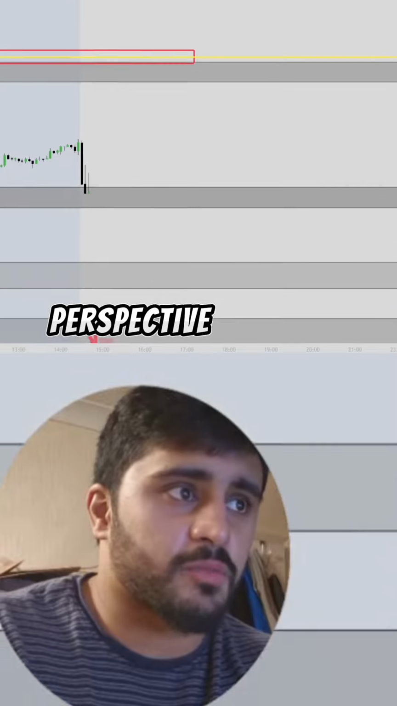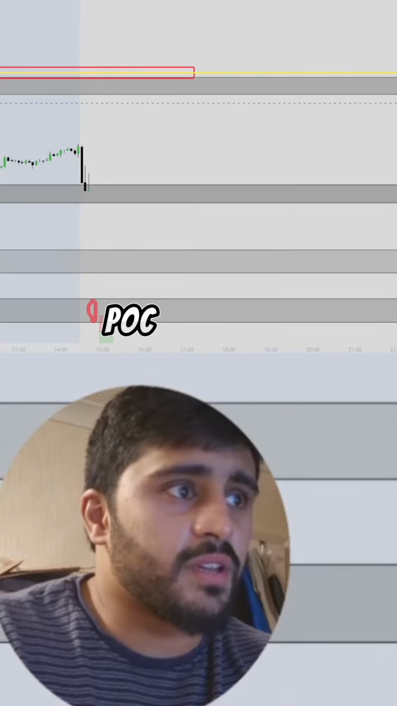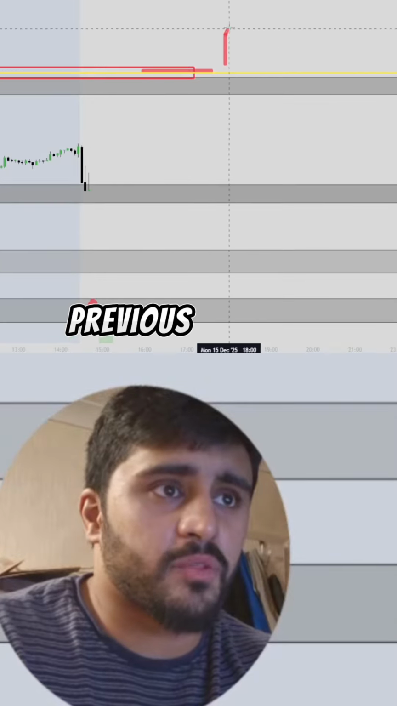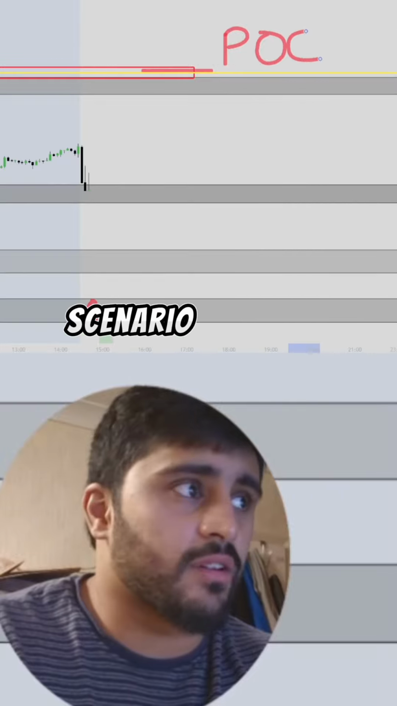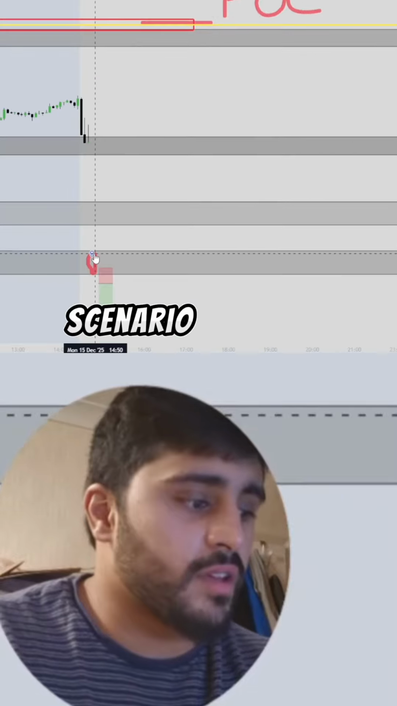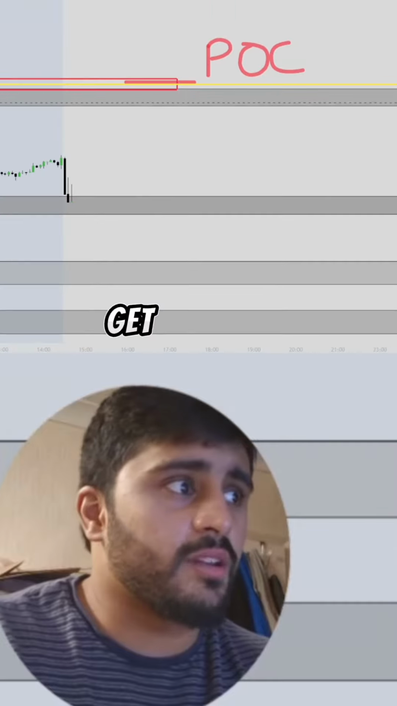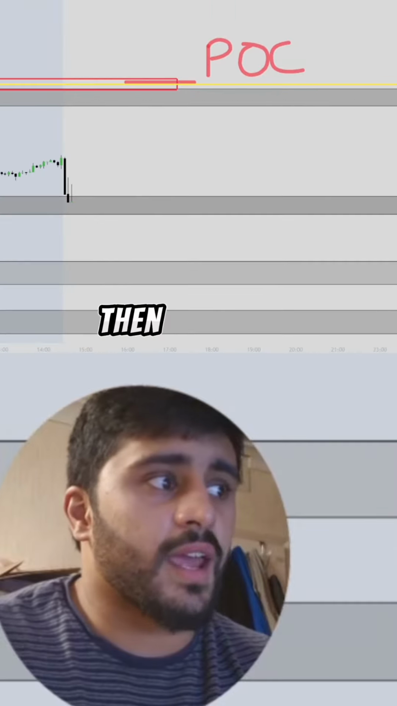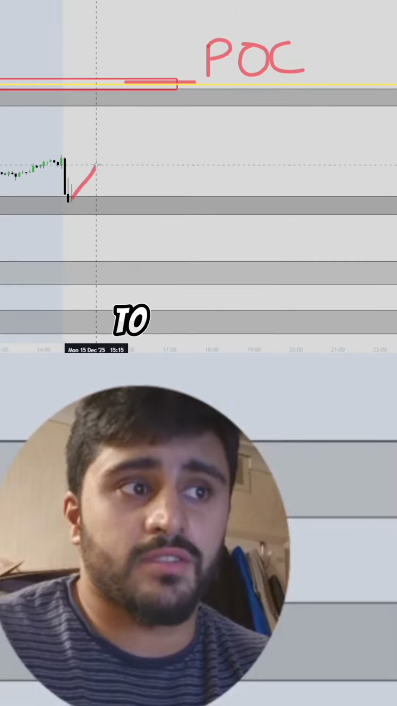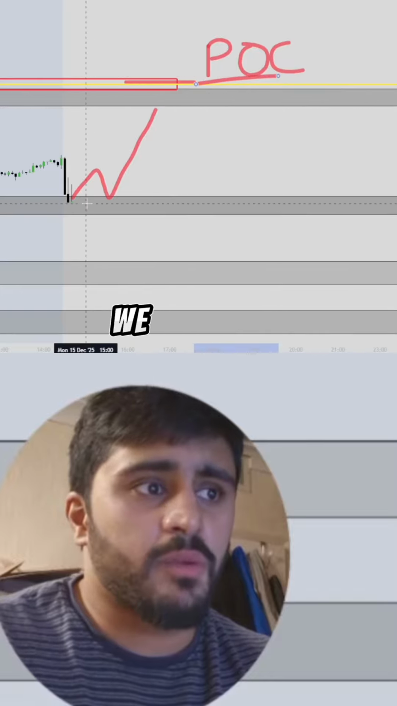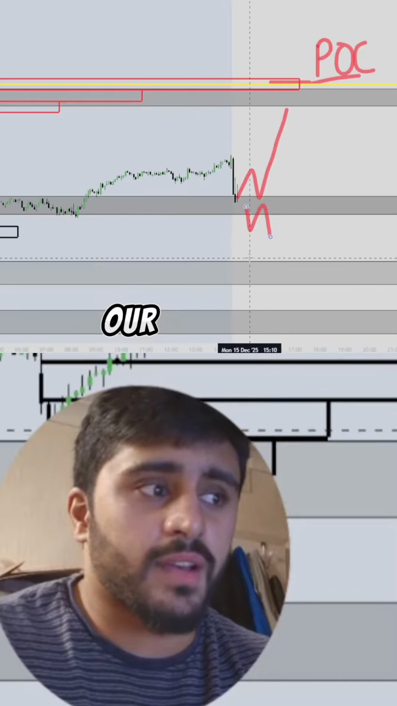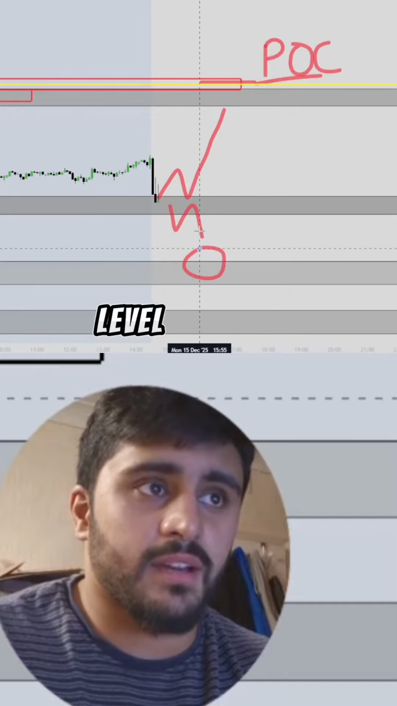So from a 5-minute perspective, the previous day's POC is all the way up here. So this is the previous day POC. Now, this is one scenario that can happen, right? This is one scenario. So if we get a break to the upside, then a logical trade would be to target the previous day's POC, which is up here. Now, if we break below this zone, our next level would be here, the next key level down here.